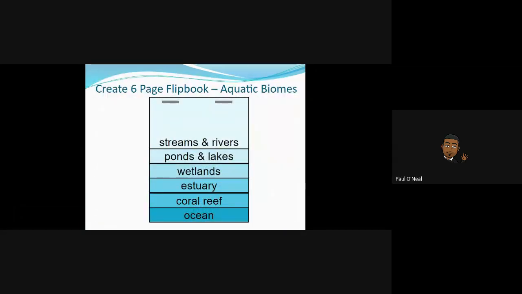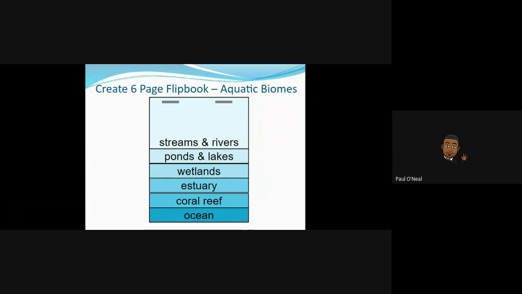Of course, I would want you to create something of a flip book, kind of like what we talked about for land ecosystems. But for this, I had mentioned to you, if you made kind of like a T-chart in your notebook, use half of your notebook paper, title it Aquatic Biomes. On one side, you're going to put freshwater. On the other side, you're going to put saltwater. On the freshwater side, you're going to put streams and rivers, ponds and lakes, wetlands. On the other side, you're going to put coral reef and ocean.